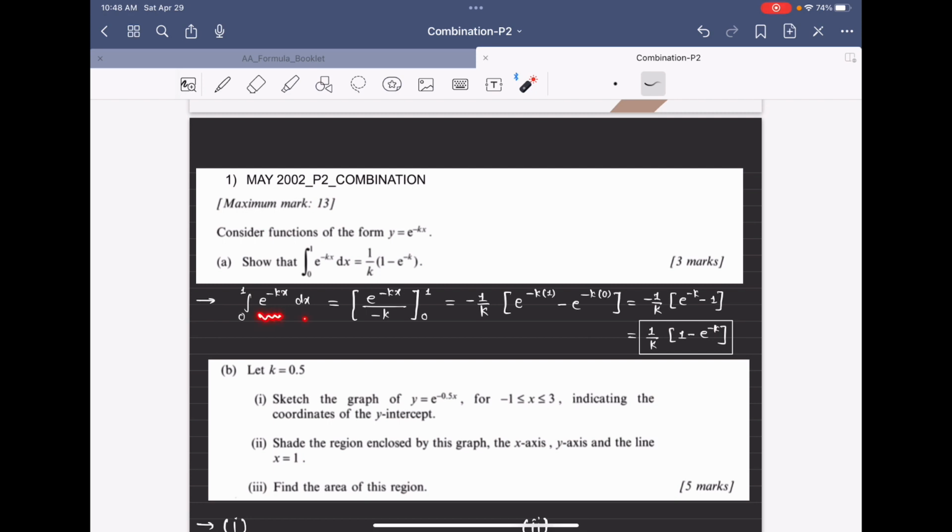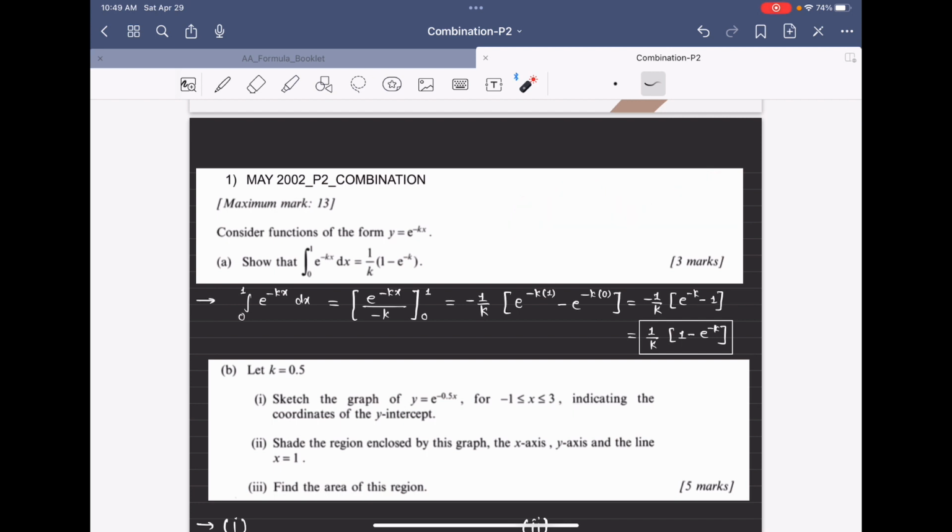Integration of e raised to minus kx dx is e raised to minus kx upon x coefficient. This formula is basically for e raised to any linear term. The power of e is only a linear term. It is not any quadratic or any other polynomial term. If it is only a linear term, then integration is e raised to ax plus b upon a, the x coefficient. Only the x coefficient is divided.